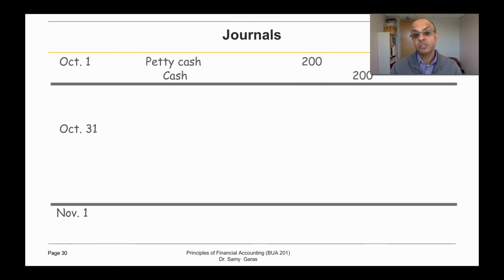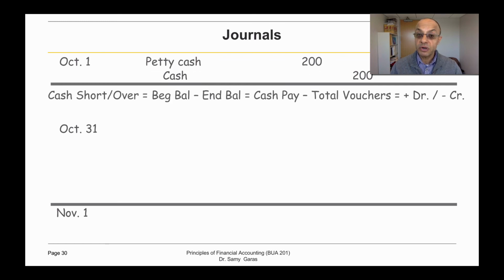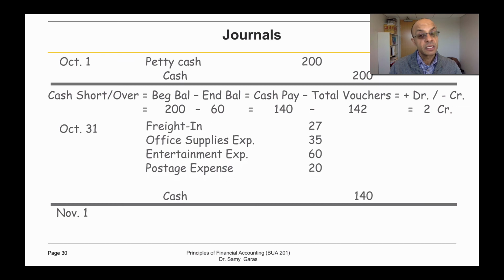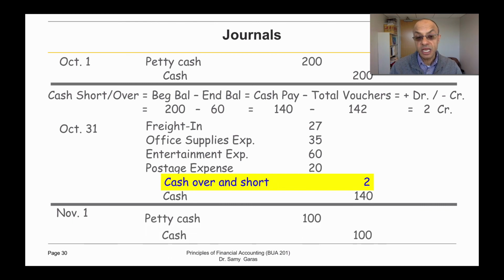So on October 1st, we debit petty cash, credit cash by 200. But on October 31st, we subtract 60 from 200, we get 140, minus total vouchers of 142. So the difference will be $2 credit. We debit all the expenses, credit cash, but the difference here, we put in the credit balance. And finally, we make the increase in cash by doing petty cash debit, credit cash by $100.